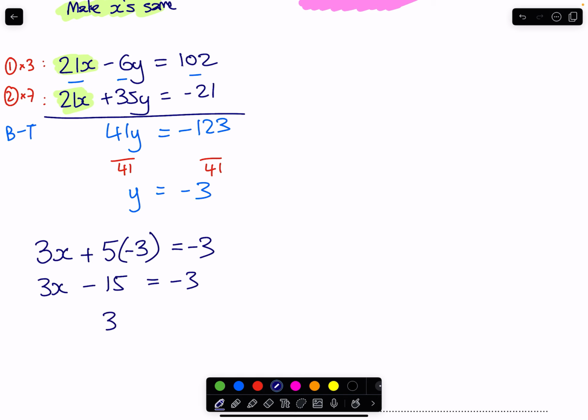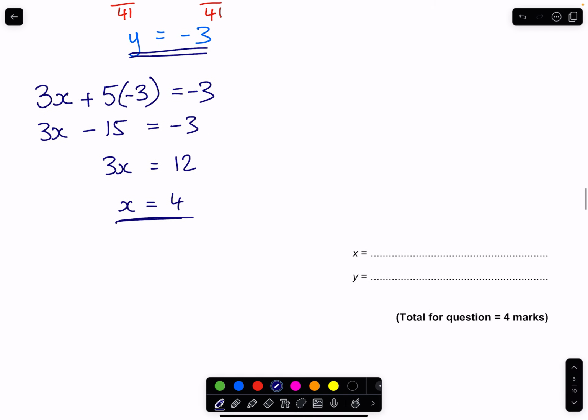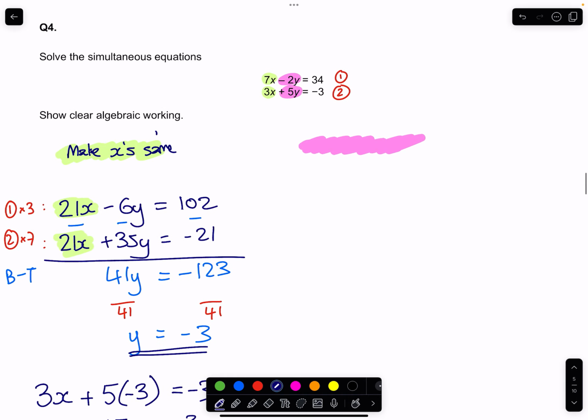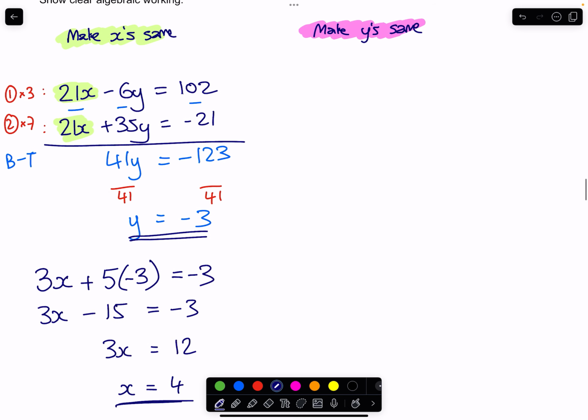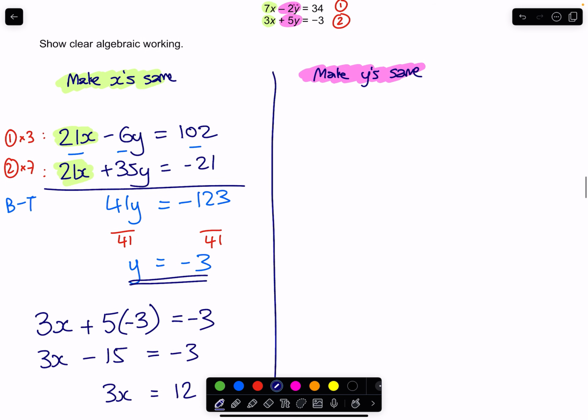Add 15 to both sides will give us 3x is 12, and then divide both sides by 3 gives us x is 4. So x is 4 and y is minus 3 are the answers, and that is how we do it if we make the x's the same. What I'm about to show now is what will happen if we make the y's the same. So again, just to reiterate, you do not need to do both of these methods. I'm just showing the two main ways here.